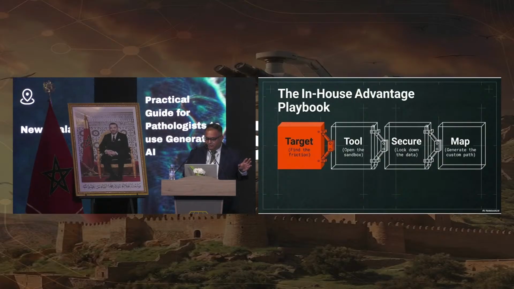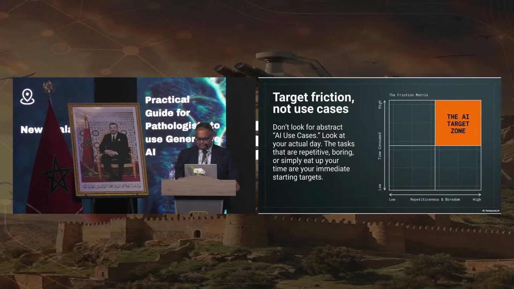Right. So the 4 points are: find the target, find the tool, then use it securely. Don't push your sensitive information, personally identifiable data, and then map out the rest of your journey. So you have started now, and then you have to build from there. Let's talk about each of these steps in the next slides.